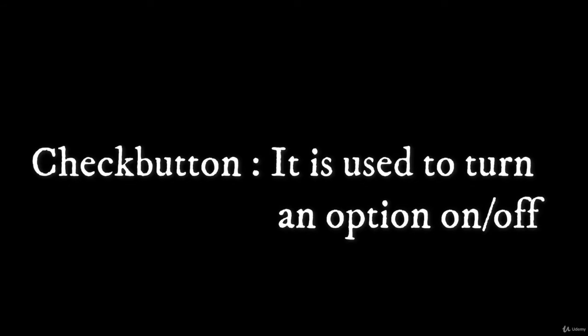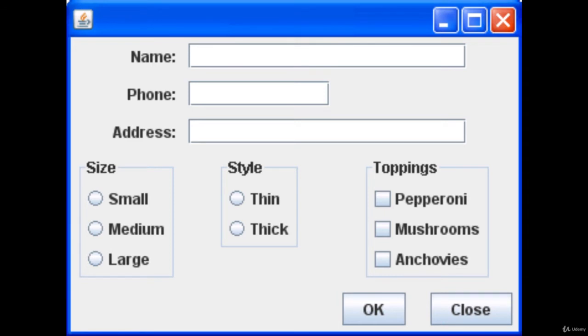As you can see on my screen, it is a simple application formed using Java Swing. There's name, phone, address, size, styles, toppings. These are all labels. These boxes are called text fields. That rounded box is known as radio buttons, and these square buttons are checkbox buttons.